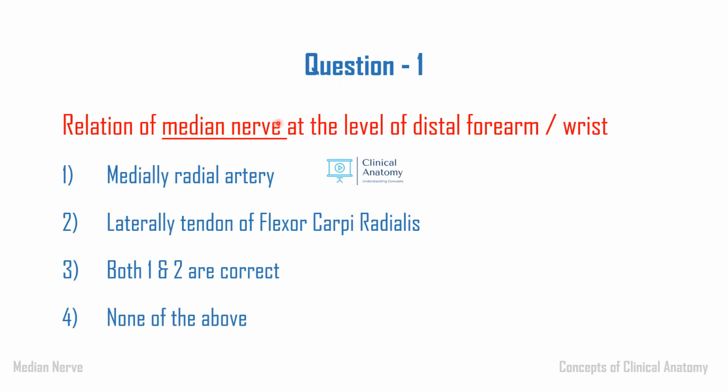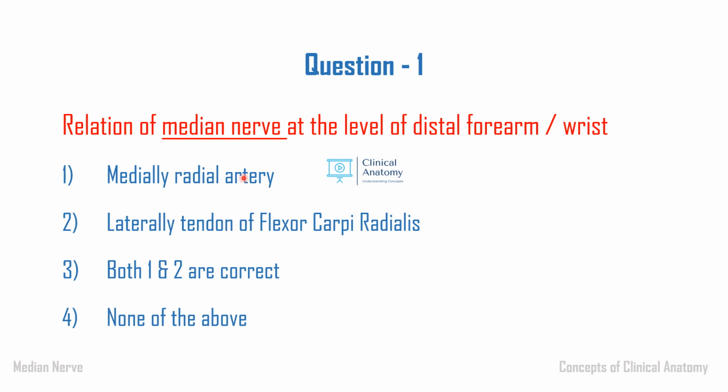Question number 1. Relation of median nerve at the level of distal forearm or wrist. Medially, radial artery? No. Actually, we have seen radially, the radial artery. Radially means laterally, so this is not the right answer. Laterally, the tendon of flexor carpi radialis. We have seen that in relation to the flexor carpi radialis, the medial one is the median nerve. So compared to the median nerve, this will be lateral, so this will be the right answer.